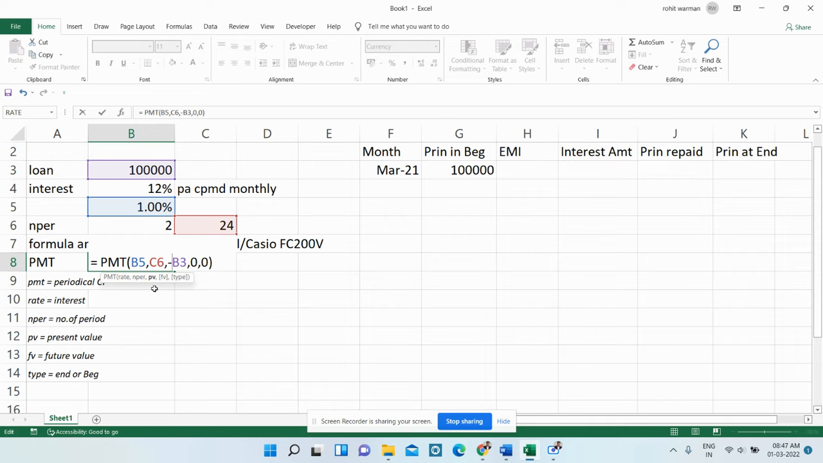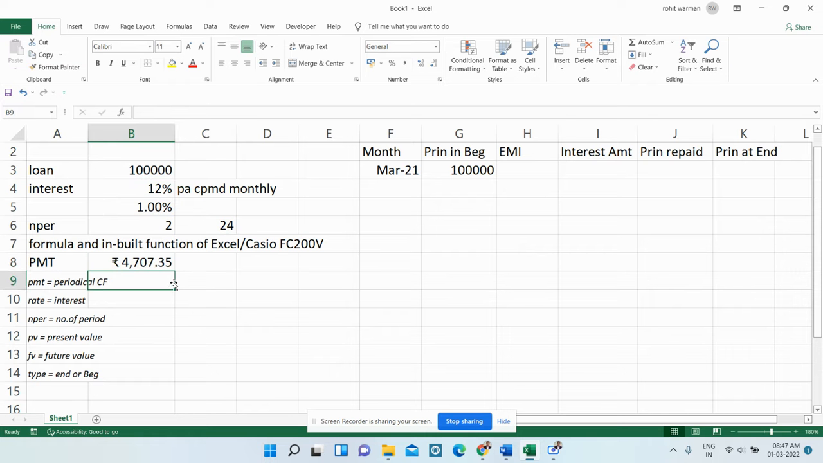Now, the only thing where the candidate gets confused is, the candidate says that it is a loan taken, it is an inflow, then why are we taking negative? And the thing is pretty simple. Why are we taking negative?